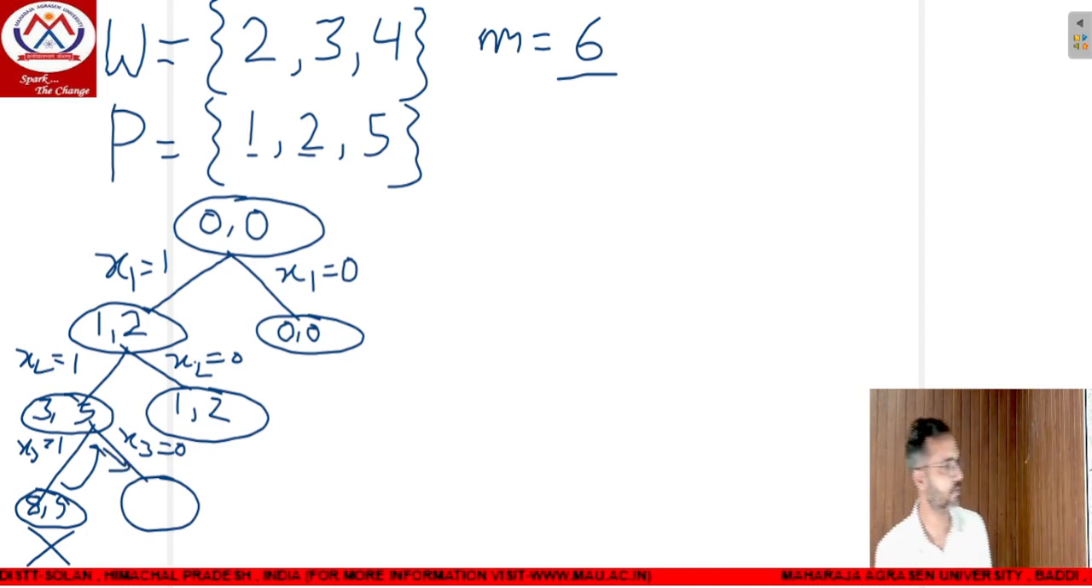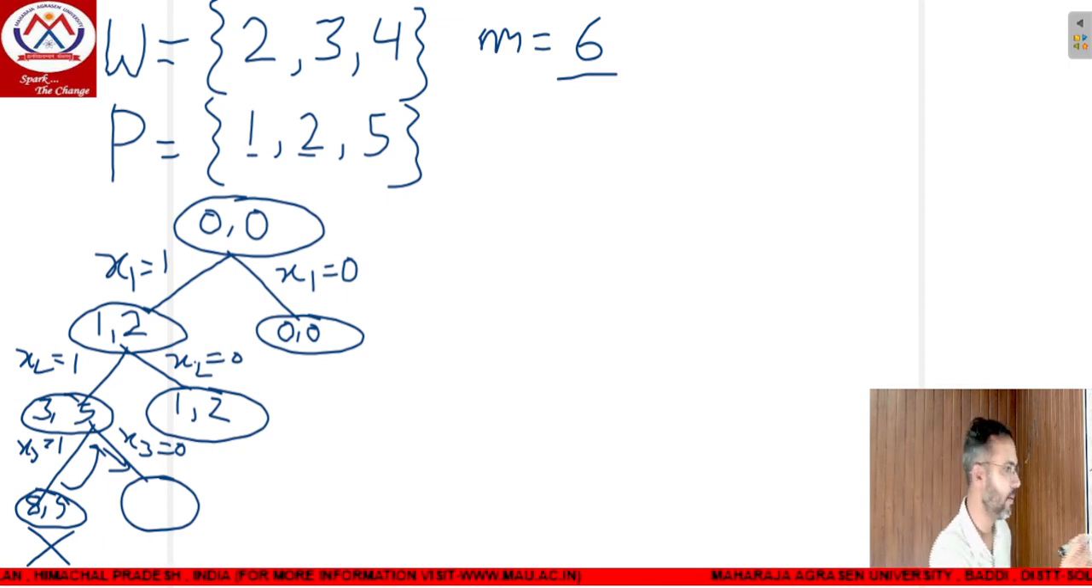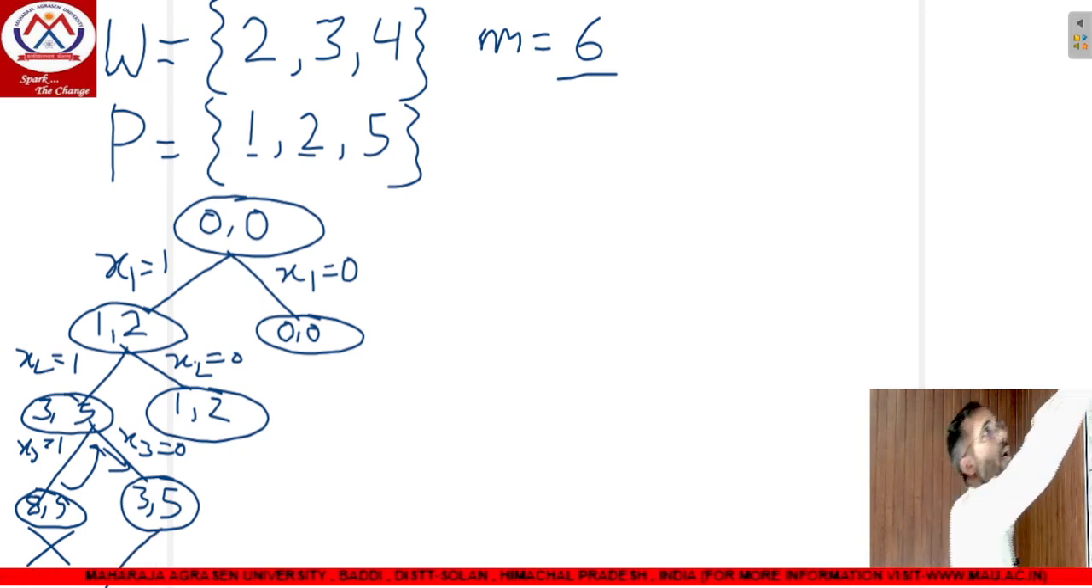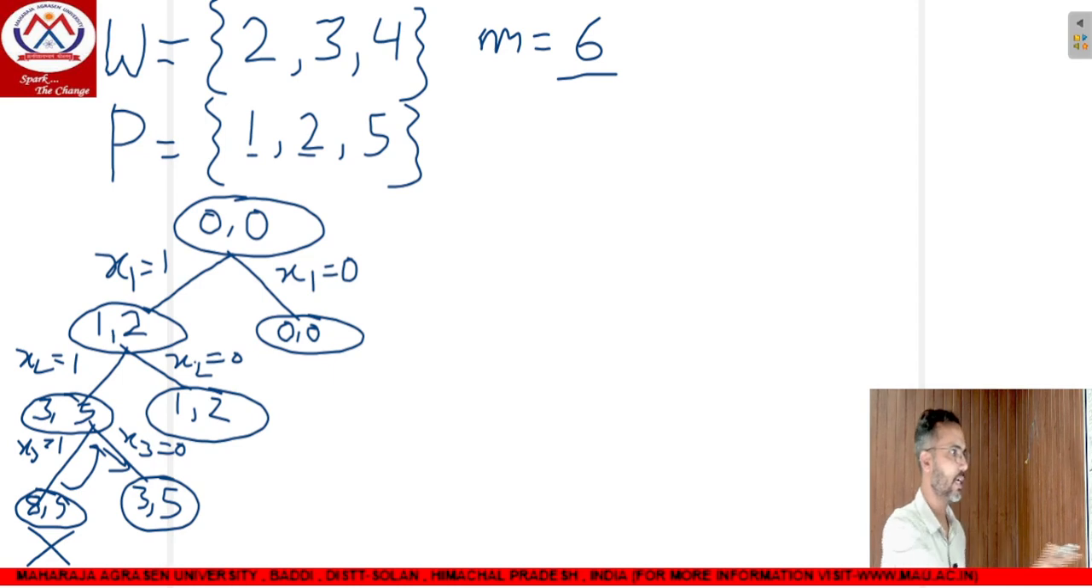We consider this without considering the third weight. So according to the profit, it will be 3, 5. In this way, we make each node according to selection and non-selection. Suppose we have selected this one, 3, 5, and make the possible cases. There are no possible cases of the fourth case. We have already selected 3 and 5.